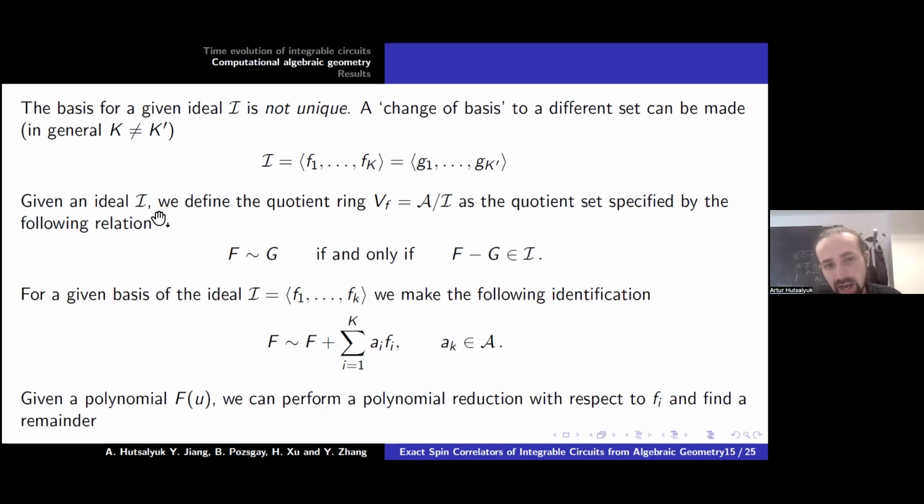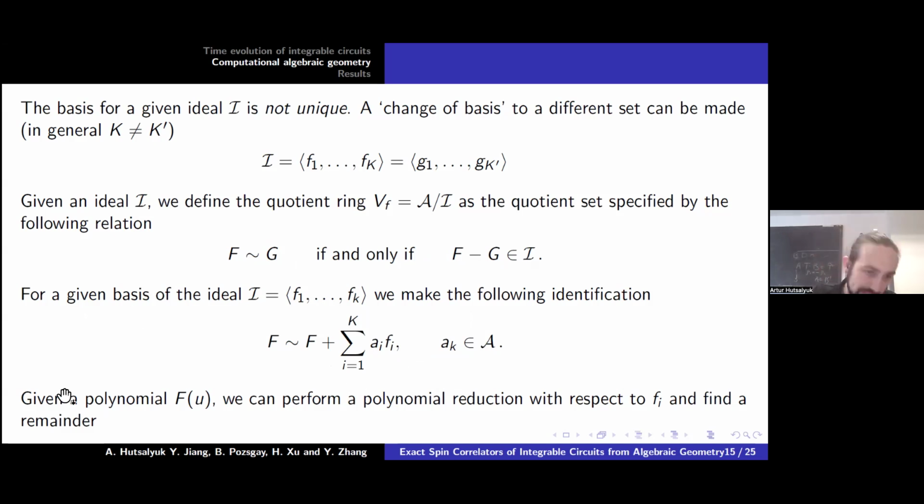Then for a given ideal I, whatever basis we introduced, we can define the quotient ring, written this way. We can then identify any two functions f and j if and only if the difference between f and j belongs to the ideal. What this allows us to do is technically take any function and add to this function some combination with any coefficients a belonging to the polynomial ring, such that this fi belongs to the basis of the ideal. Well, it obviously follows from this definition.